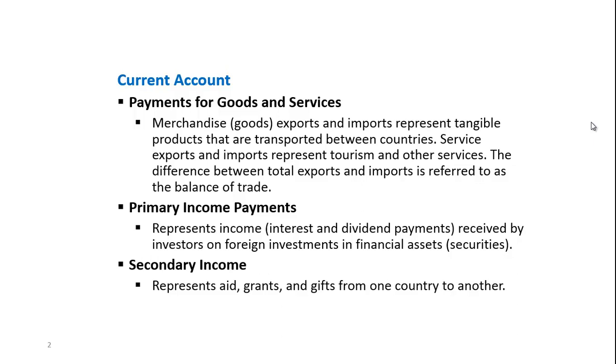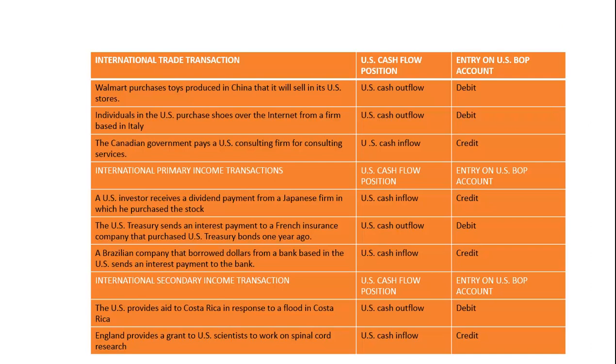In the current account, we also have something referred to as primary income payments. These represent income, interest, and dividends received by investors on foreign investments in financial assets. And we can have secondary income, which represents aid, grants, and gifts from one country to another. So, for example, what would these look like? Let's look at some examples.